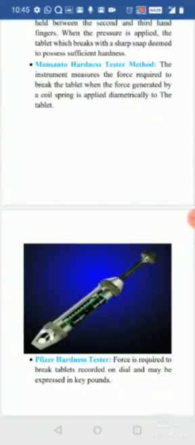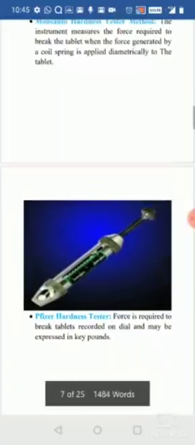You just rotate the handle till the tablet breaks, and then you read the scale to see how much pressure or compression was required to break the tablet. The instrument measures the force required to break the tablet, when the force generated by the coil spring is applied diametrically to the tablet.